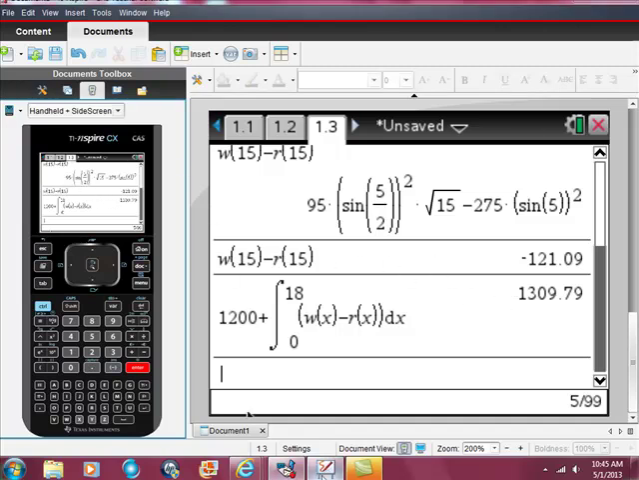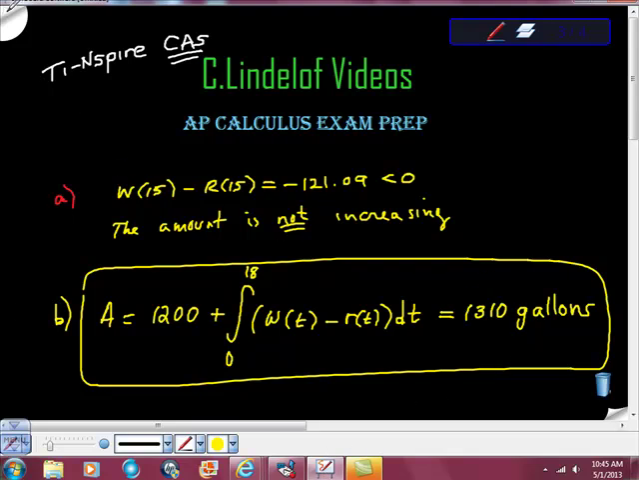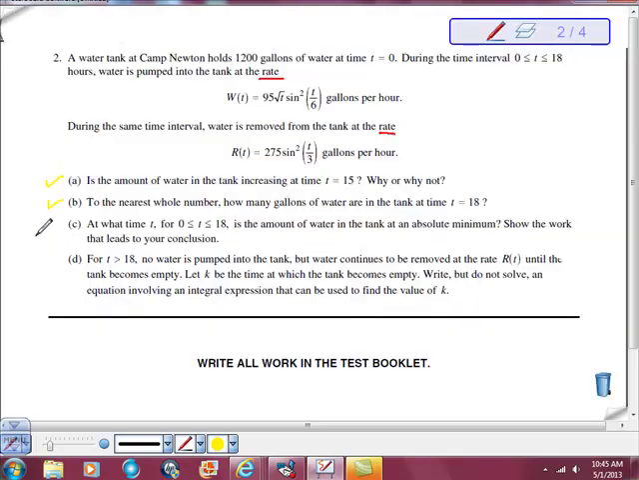Go back to the question. And so we got this part done. So now we're on this part. So it said, what time t, for t greater than or equal to 0 and less than or equal to 18, is the amount of water in the tank at its absolute minimum? So it's at its absolute minimum. Show the work that leads to your conclusion. Well, remember that it's going to happen at either the endpoints or a critical value. So all I'm going to do is this. Remember, these things are rates. So all I'm going to do is this. This is really, really easy.